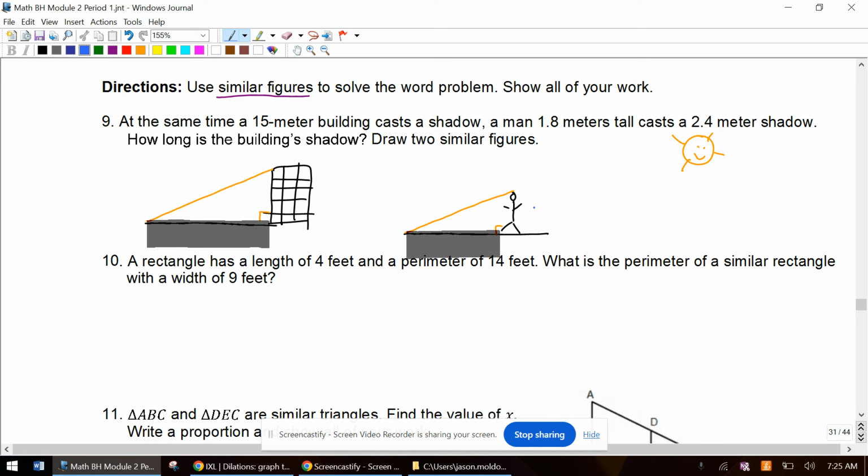So this person is 1.8 meters tall. This person casts a shadow that is 2.4 meters long, and I want to figure out how long is the building shadow, and this is 15. All right, so there is my similar figures. This is one moment in time, frozen, and these are going to be similar.